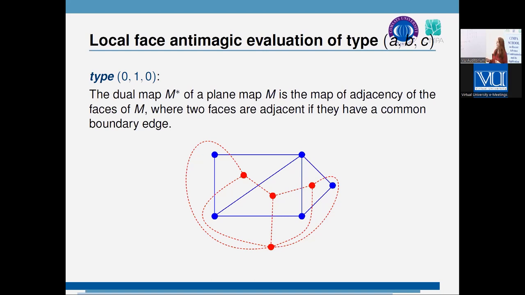And in the dual map, two vertices are adjacent if and only if the corresponding faces in the plane map share an edge. So for these vertices, there exists an edge because these triangles have one common edge. Between this vertex and this vertex there is no edge in the dual map because these triangles do not share an edge. Okay, so it is easy to understand how we can construct the dual map.